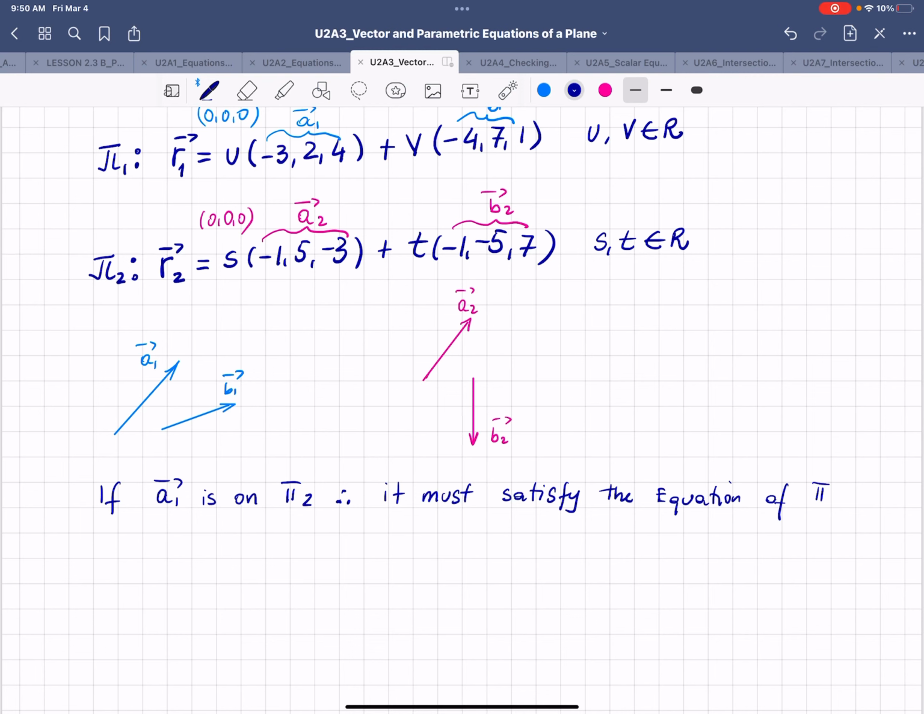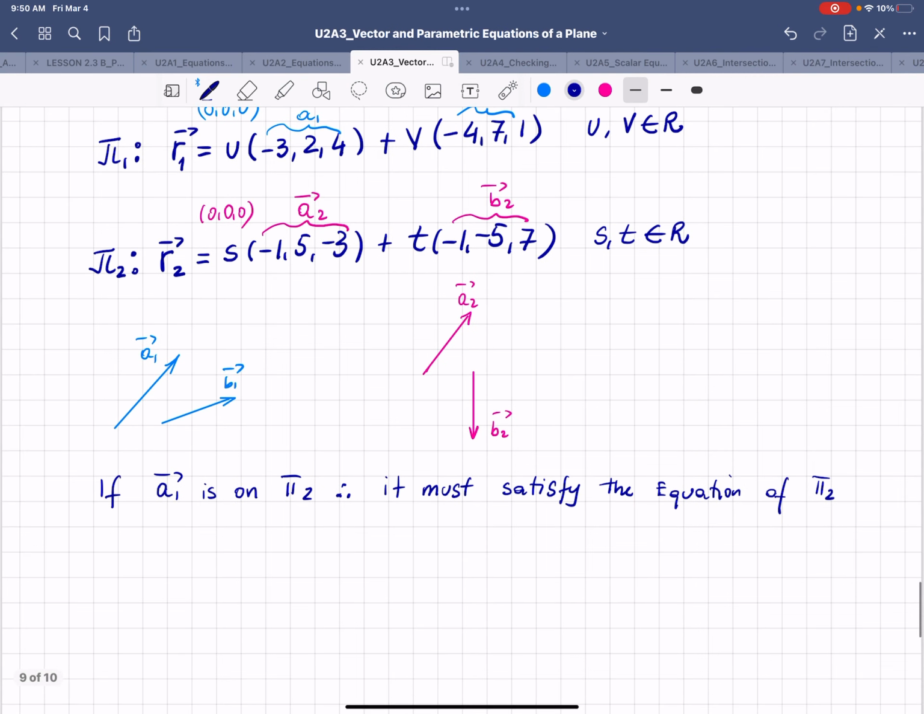What that means is that if we substituted the coordinates negative 3, 2, 4 for any vector on pi 2, then we would have negative 3, 2, 4 equals S times negative 1, 5, negative 3, plus T times negative 1, negative 5, 7.